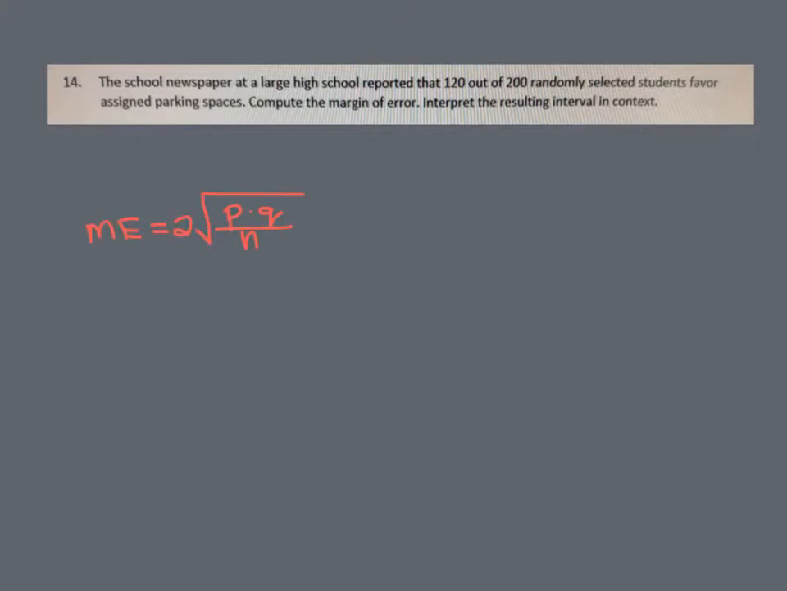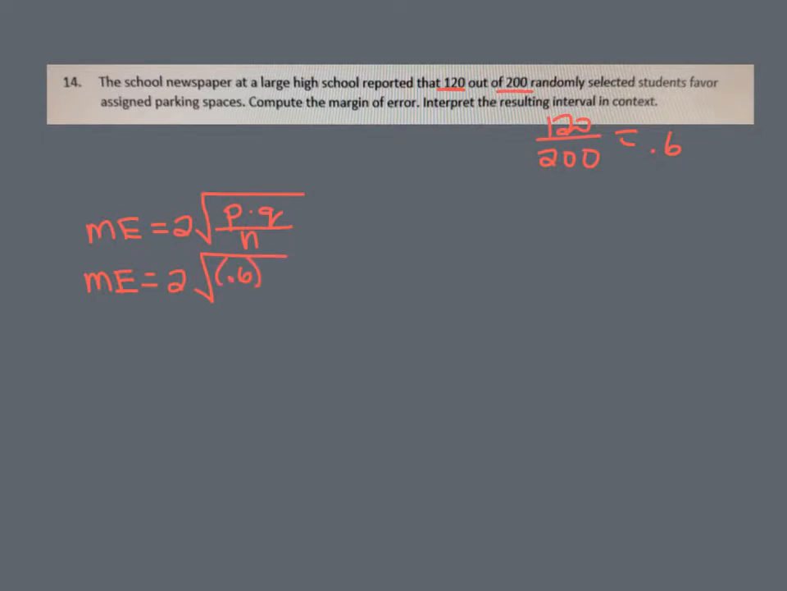Okay, so let me bring down margin of error equals 2 times the square root. Now, p is the proportion of successes, or what we expect to occur. Now, if we know that 120 out of 200 students favored assigned parking spaces, well, let's do that off to the side. 120 divided by 200 is 0.6, right? So 60% of students favored assigned parking places. So that's going to be our p. That's what the expected outcome is.